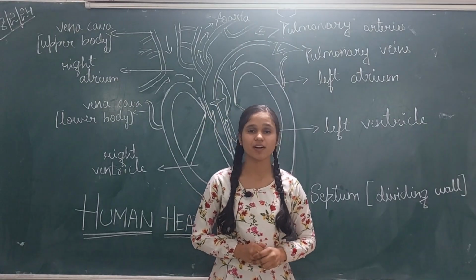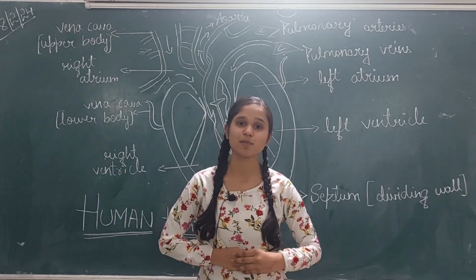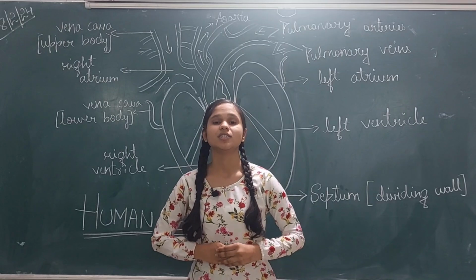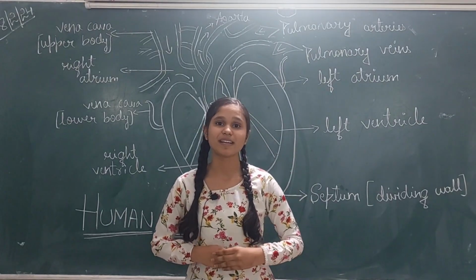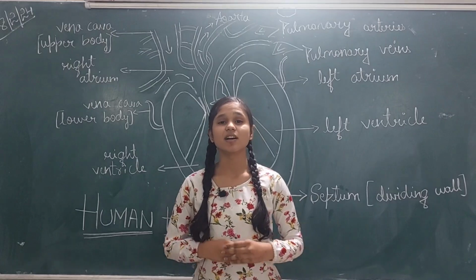Blood pressure is measured by an instrument called a sphygmomanometer. The normal systolic blood pressure is 180 mm and the normal diastolic blood pressure is 80 mm.